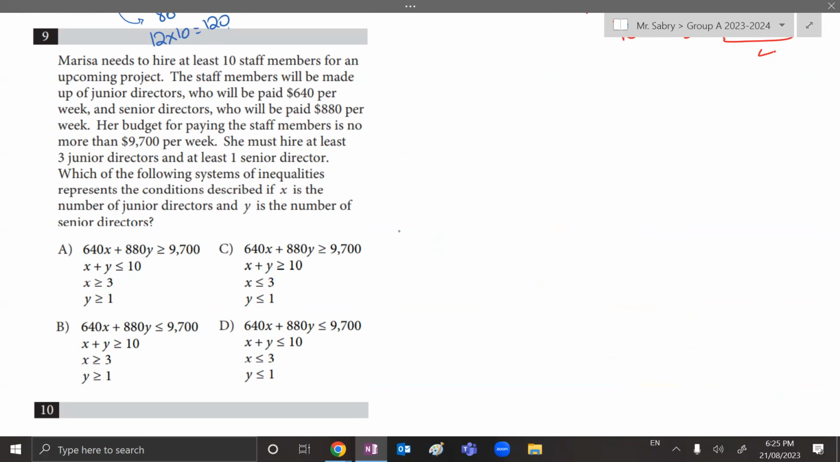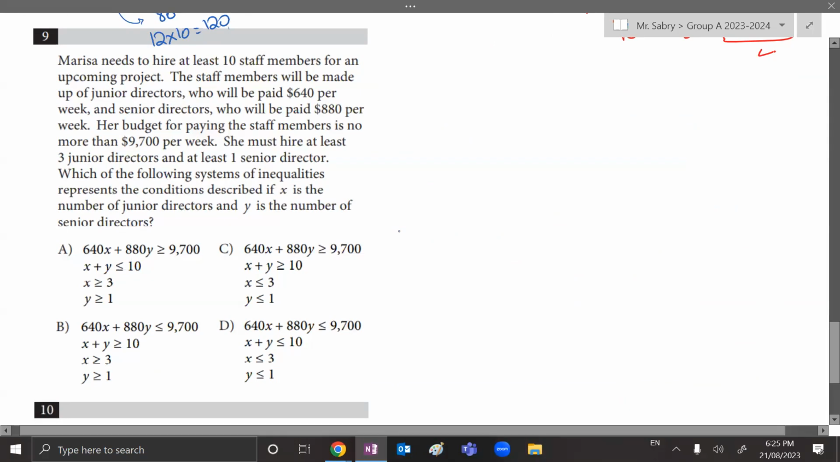And we've been doing this, if you remember last year at the beginning of the year when we were solving linear programming and so on. This is exactly the case. They're saying Marissa needs to hire at least 10 staff members generally. Those 10 staff members should be consisting of juniors and seniors. The juniors will be paid $640 per week, and the seniors will be paid $880 per week.